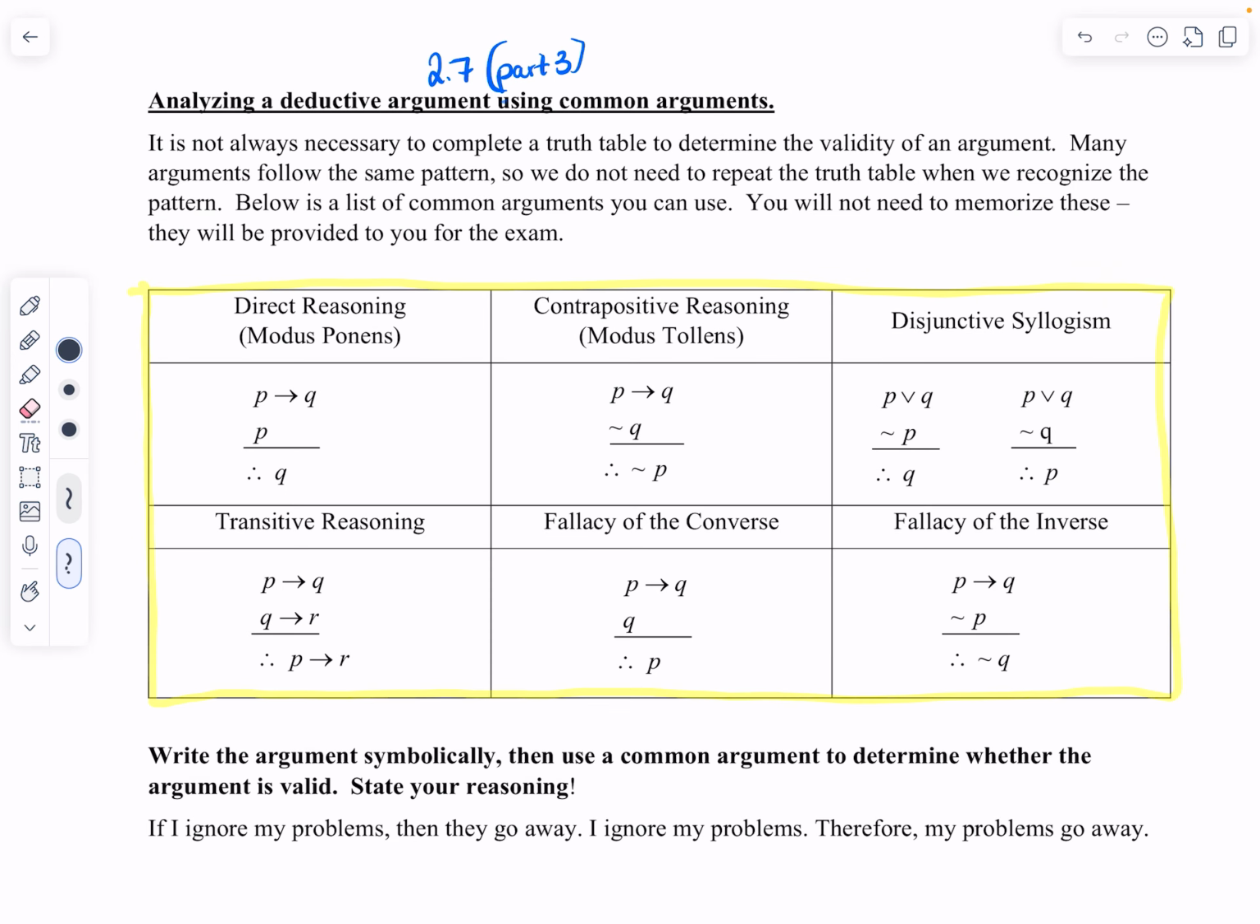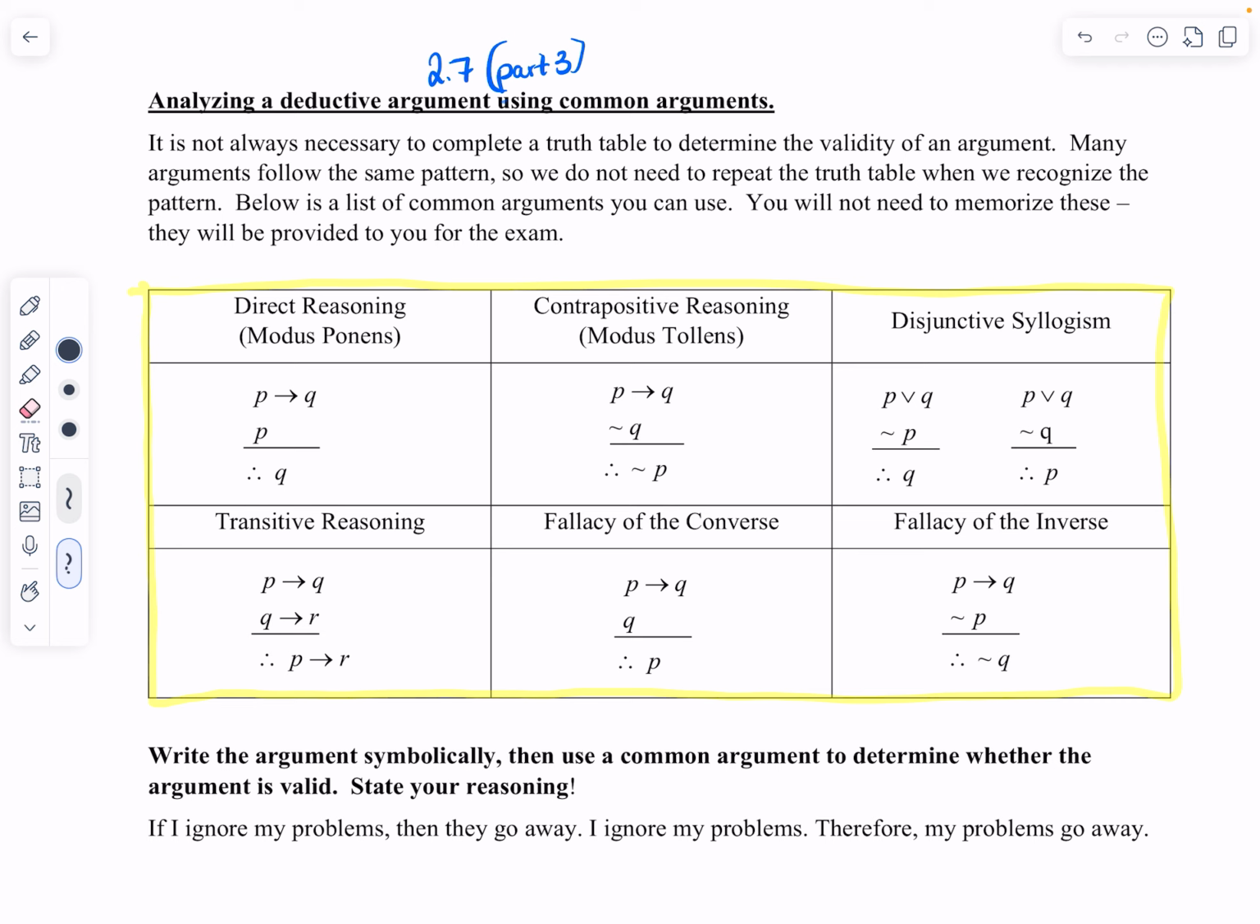This is section 2.7, part 3. In parts 1 and 2, we saw the ability to determine if an argument was valid or not by using truth tables. Now we're going to look at a way to figure out if the argument is either valid or invalid using common arguments.